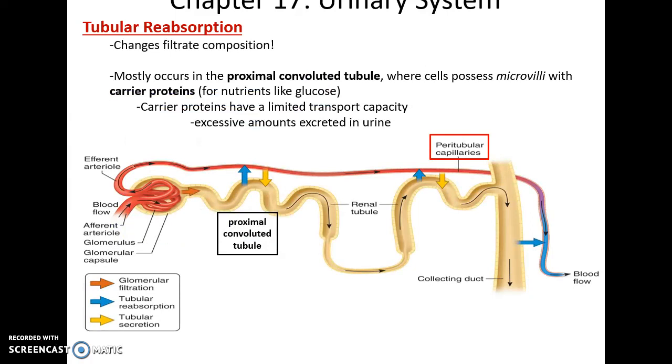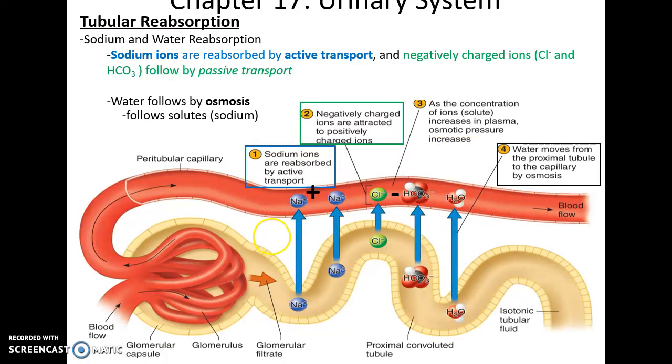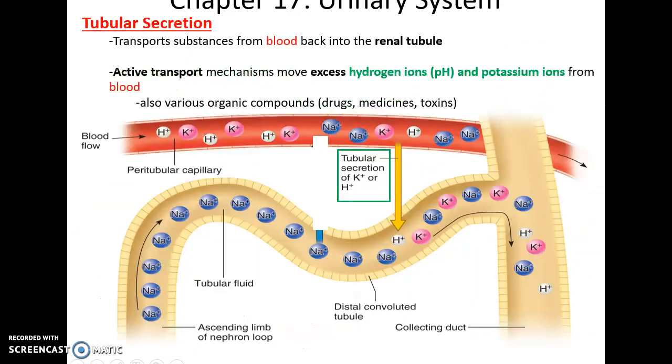Tubular reabsorption normally occurs primarily in the proximal convoluted tubule. Most of the fluid will be returned to the bloodstream, as well as any nutrients and some of the electrolytes. We'll then get continued activity in the nephron loop. So sodium ions get reabsorbed by active transport. Where sodium ions go, water will follow, as well as negatively charged ions like chloride ions. So these all return to the bloodstream.